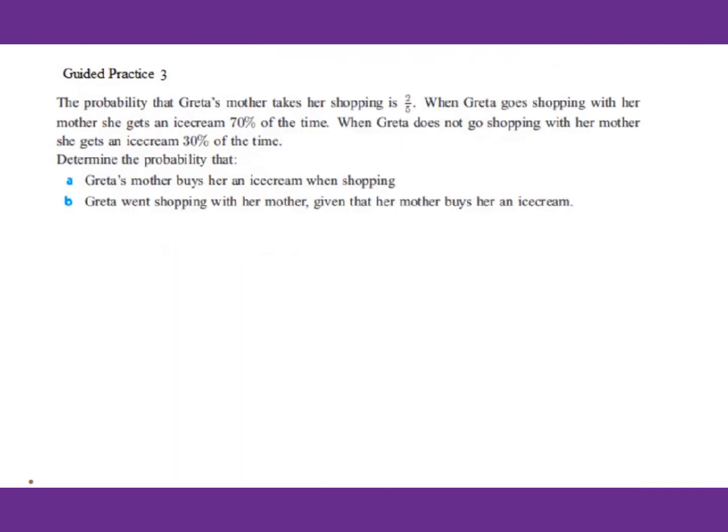Now let's go to guided practice 3. The probability that Greta's mother takes her shopping is 2 over 5. When Greta goes shopping with her mom, she gets an ice cream 70% of the time. When Greta doesn't go shopping with her mom, she gets an ice cream 30% of the time. Determine the probability that A, Greta's mom buys her an ice cream when shopping.